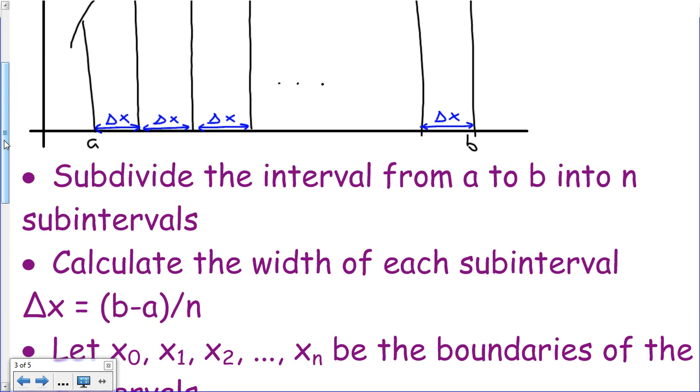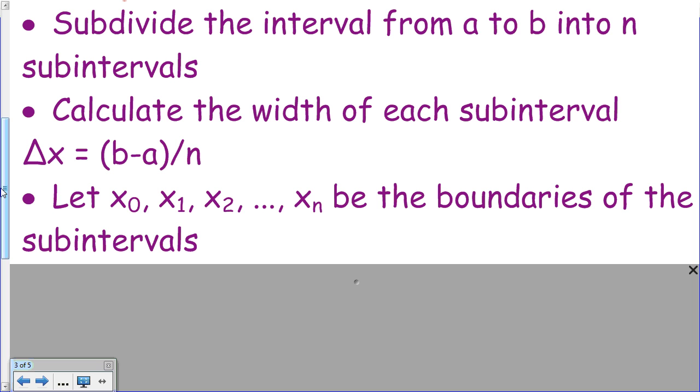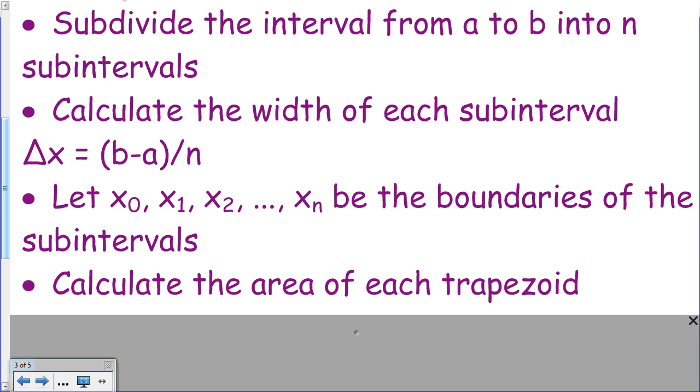Now realize that A also has another name then. It's also known as x sub 0. This would be x sub 1 and x sub 2 and x sub 3 and so forth, all the way up to x sub n minus 1. And B would be at x sub n. That's another name for B. So we'll just name those to make it a little bit easier to write our formula down for our calculation. We need to have those x values named. And then the last step of this is really to calculate the area of each trapezoid and sum it up.